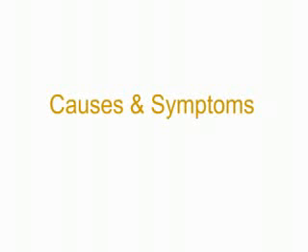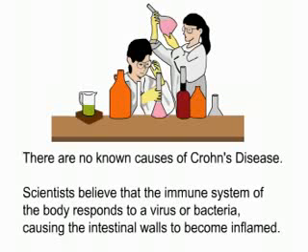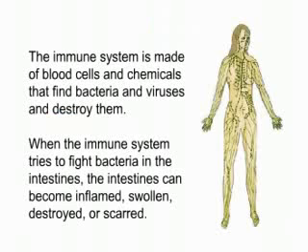Causes and symptoms. There are no known causes of Crohn's disease. Scientists believe that the immune system of the body responds to a virus or bacteria, causing the intestinal walls to become inflamed. The immune system is made of blood cells and chemicals that find bacteria and viruses and destroy them. When the immune system tries to fight bacteria, the intestines can become inflamed, swollen, destroyed, or scarred.